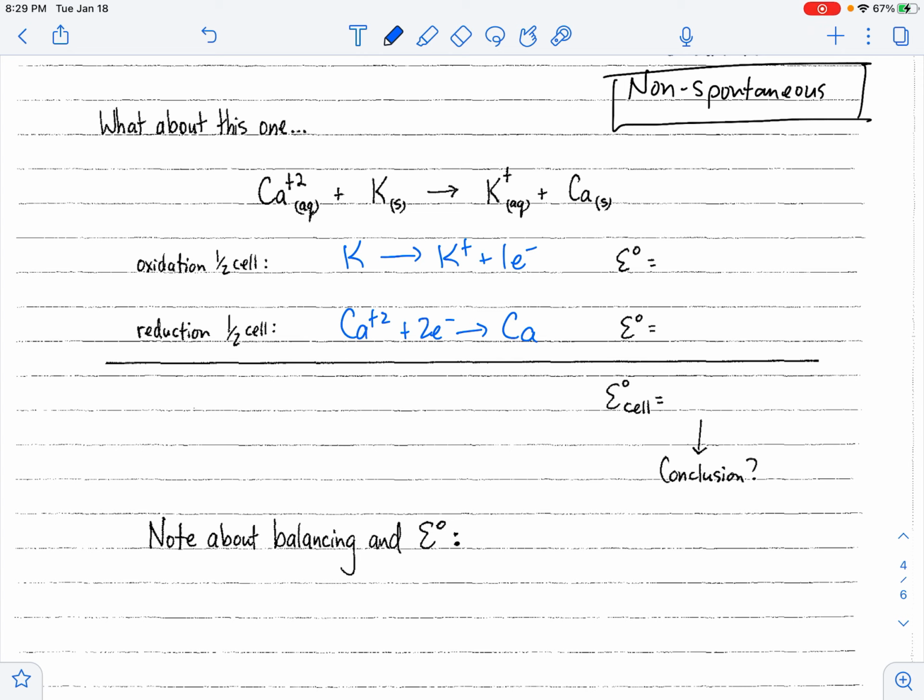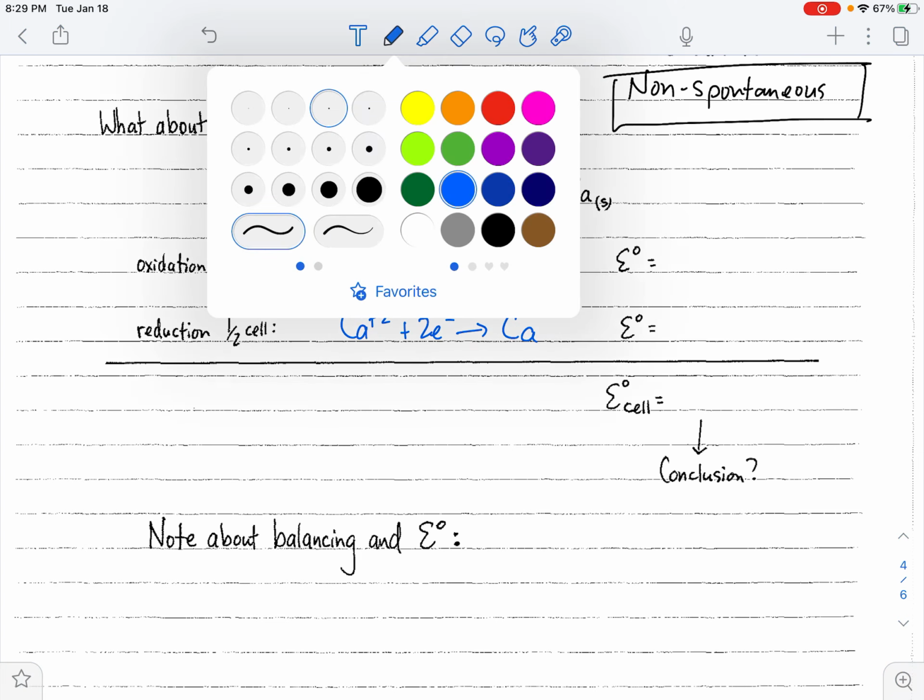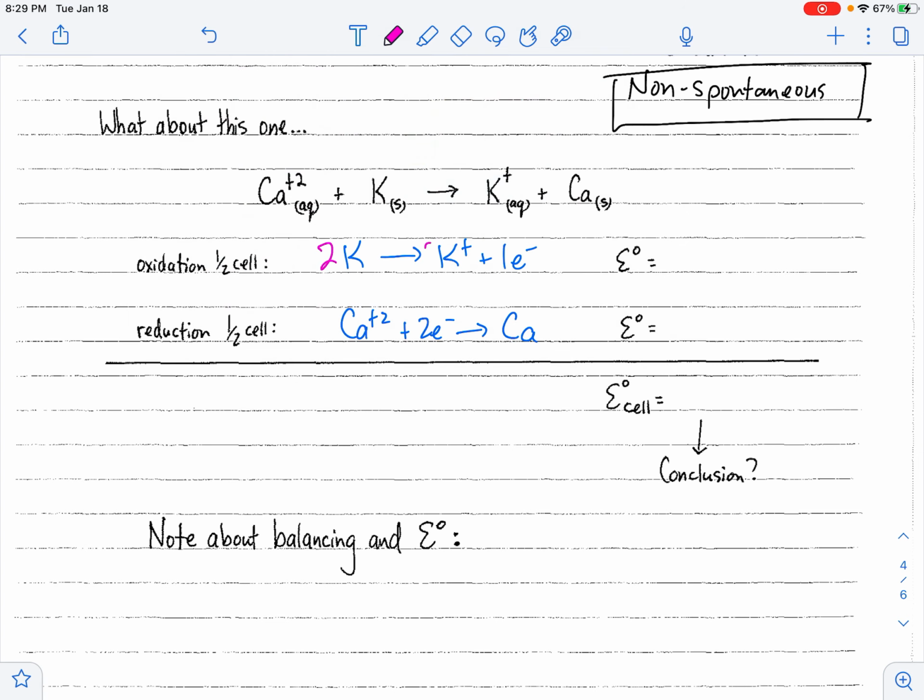But this demonstrates a little bit of a point. So if I multiply the top one by 2 to make it balanced, so I go the top one times 2, and then if I write the overall reaction, then the electrons cancel, and you end up with Ca plus 2 Ks goes to 2 K pluses plus calcium. Now, hang on to the thought that the potassium one's multiplied by 2.